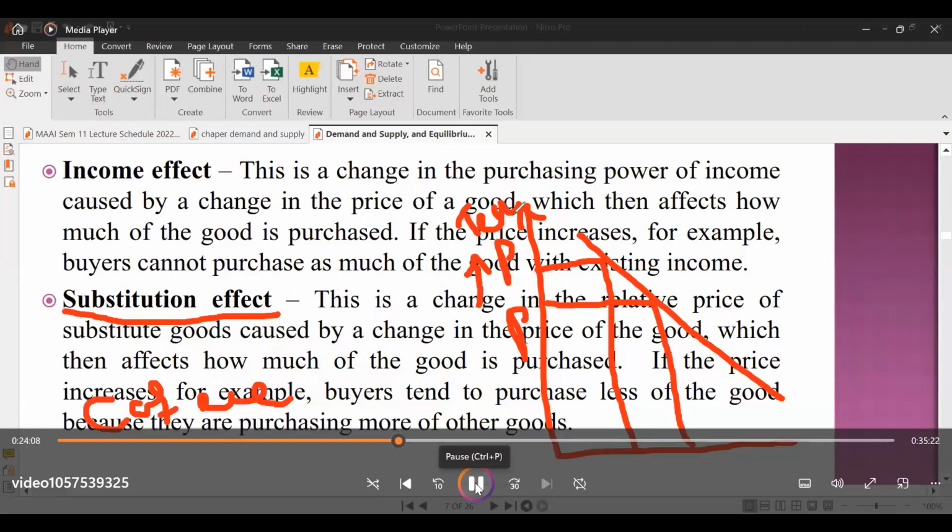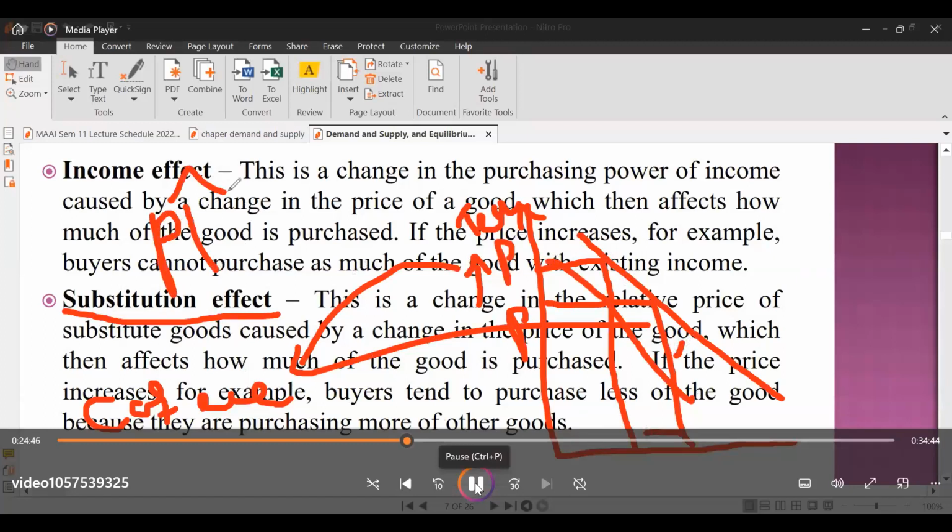So when the tea price rises, when the tea price increases, what will happen? Those who are consuming tea will shift to the coffee market. Therefore, the demand for tea may be reduced. Demand for tea may be reduced. So that is what we identify.